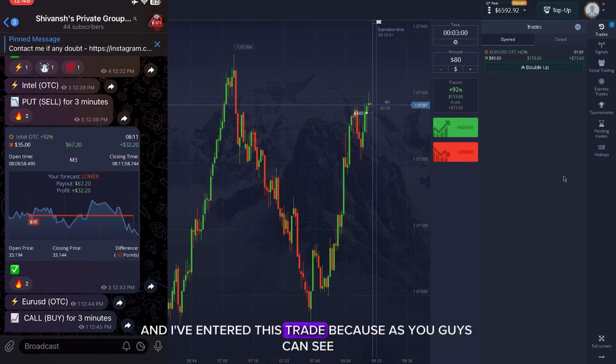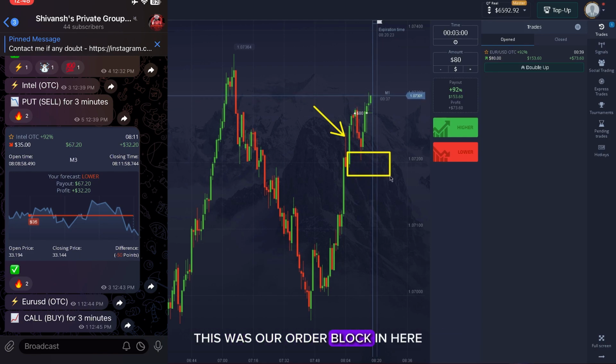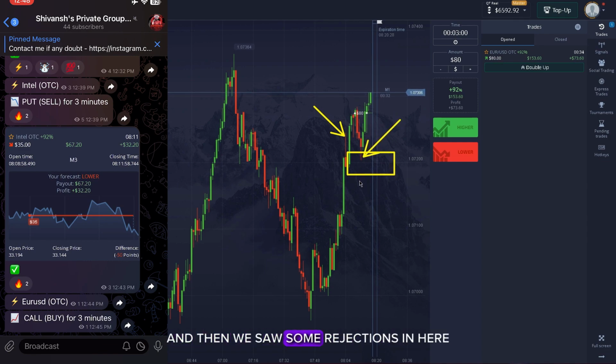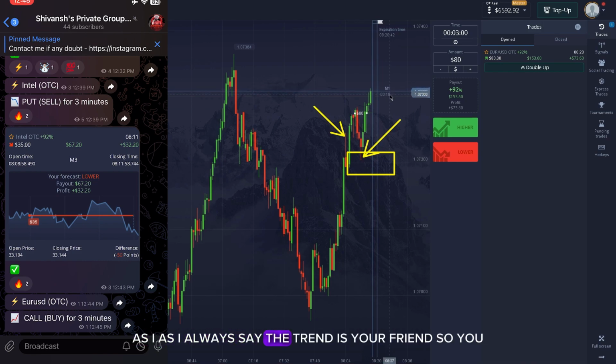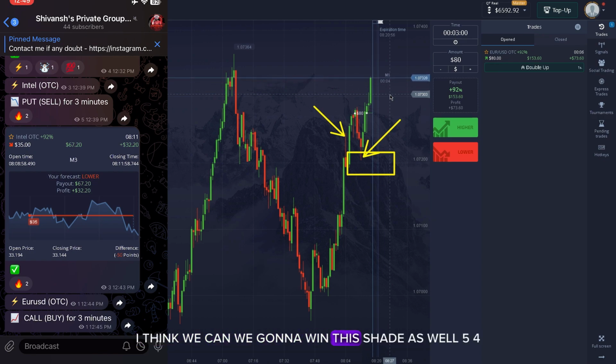I've entered this trade because, as you can see, this was our previous intermediate high, and this was our order block in here. The market went into the order block, and then we saw some rejections in here. Then we had some momentum candles, and there was a lot of FVG, and that's why we just went with the momentum. As I always say, the trend is your friend. So you just want to trade with the trend, not against it. That's how you do it. I think we're going to win this trade as well.